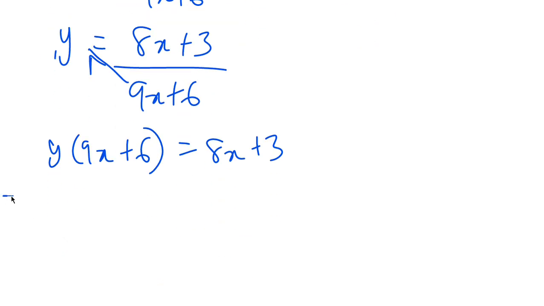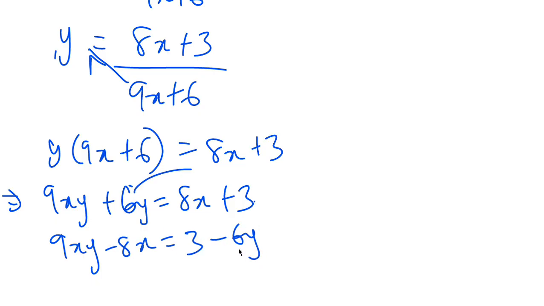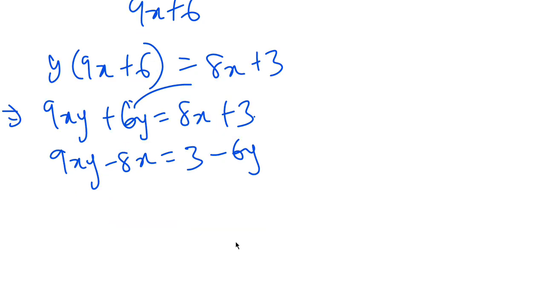Then with that, on expansion, we now have 9xy + 6y is equal to 8x + 3. Right? So we bring everything that contains x to one side, and that will be 9xy - 8x will be equal to 3. Then the 6y crosses over to become 3 - 6y. Do you grab? Then factor out x.